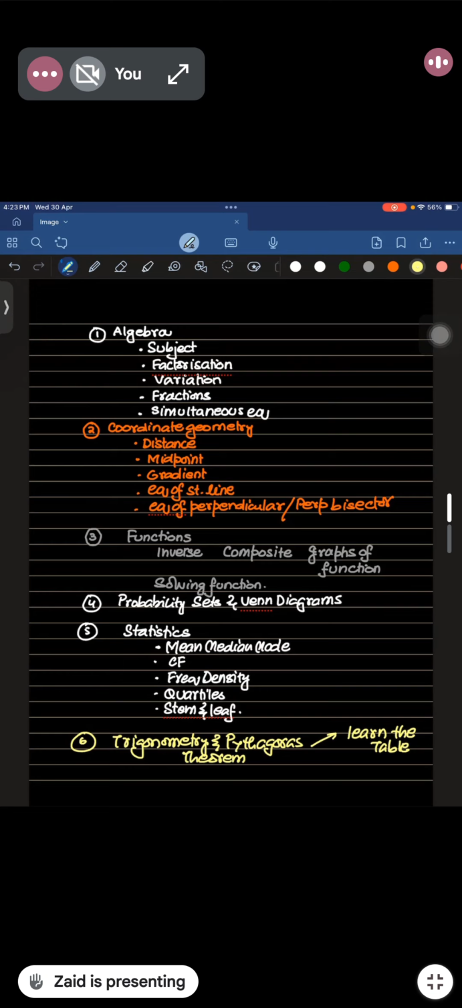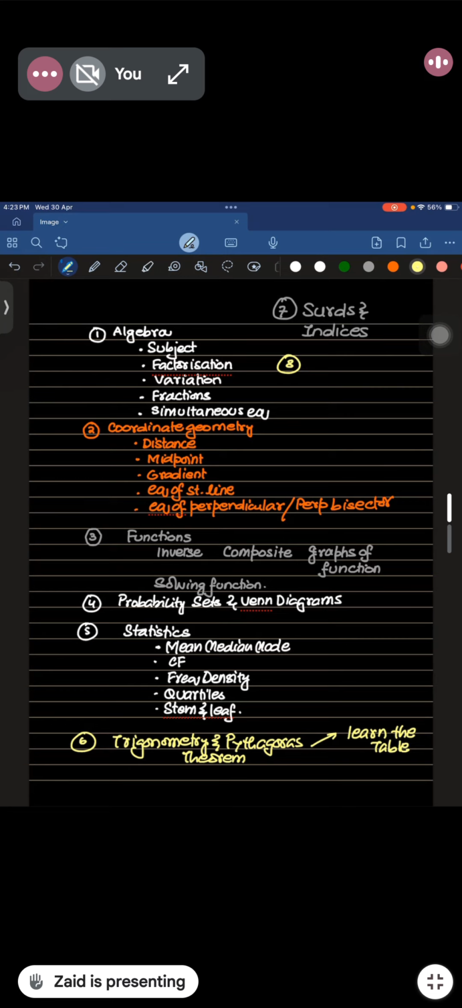A very important topic is surds and indices. You can have like 6 to 8 marks from this topic. Okay, then you can have surds and indices.